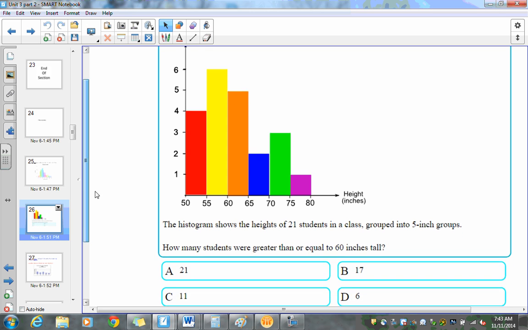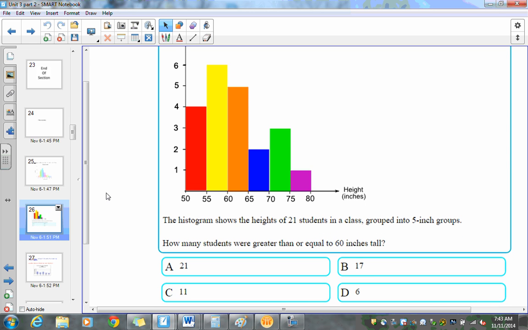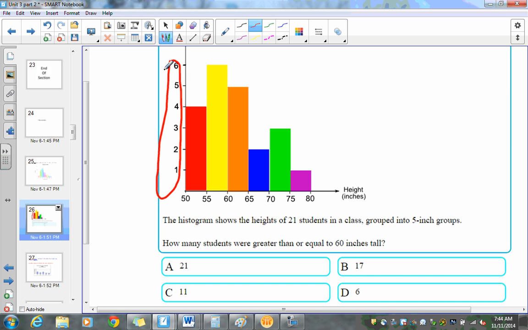An example of a histogram when you're trying to solve problems. Here we go. A histogram shows the heights of 21 students in a class grouped into 5-inch groups. Now, a couple of things I want to make sure that we can do first, and that is to read the histograms. So what we have here is on the side, we have the number of students. Okay, so this is the number of students. And as you read it, this is the 50 to 55-inch category. So if I was to ask how many students are in the 50 to 55 category, well, you just read off the side, 1, 2, 3, there's 4 of them.